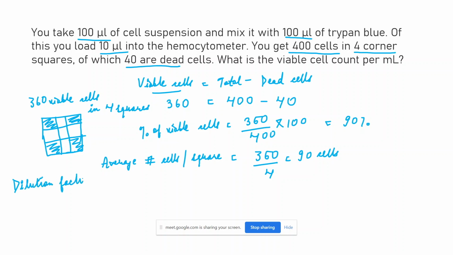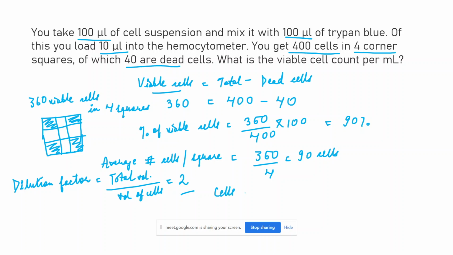Now what is our dilution factor? As I showed earlier, the dilution factor is the total volume of the solution divided by the volume of cells. So here the dilution factor is 2. Now we have all the information: we have the dilution factor, and we have the average number of cells per square.